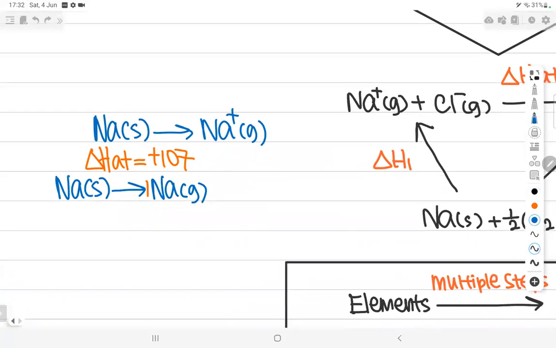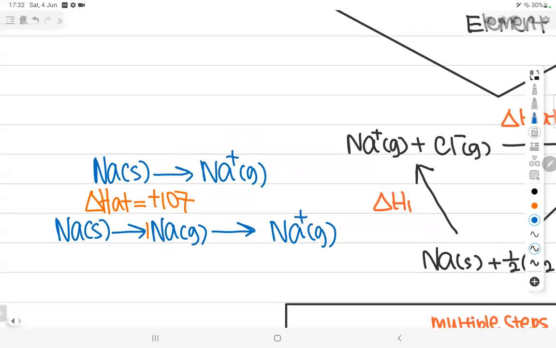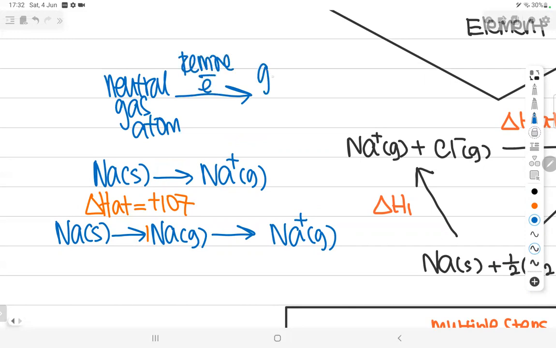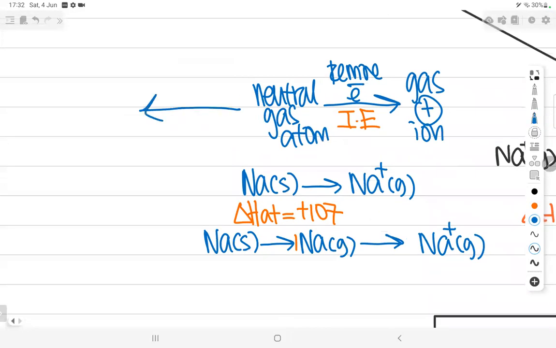We're not done yet. After having the gas, we want the gas ion. Now we only have gas atom. So we need to change the gas atom to become gas ion. This is something we learned today. When you have a neutral gas atom, you can remove electron and make it become gas positive ion. This is called ionization energy. When you have a neutral gas atom and you receive electron, this is called electron affinity. When you receive electron, you will get a gas negative ion.